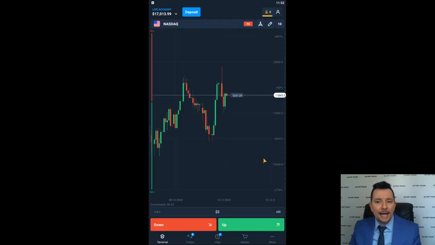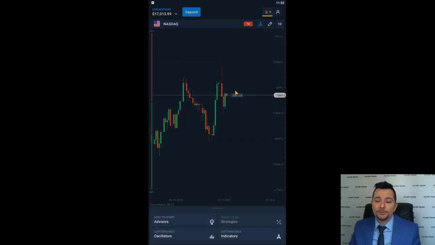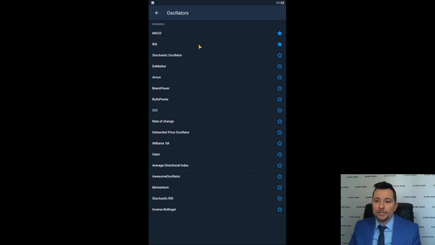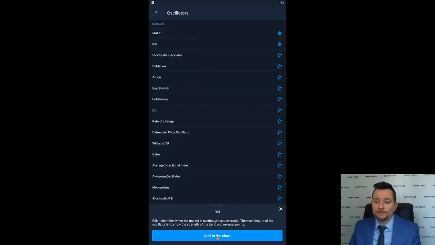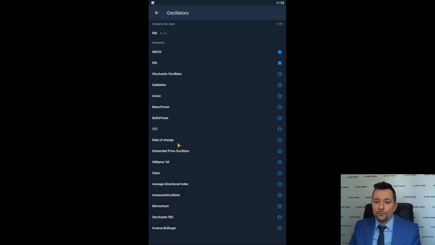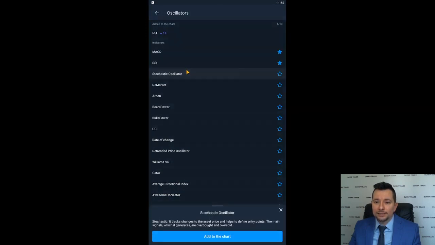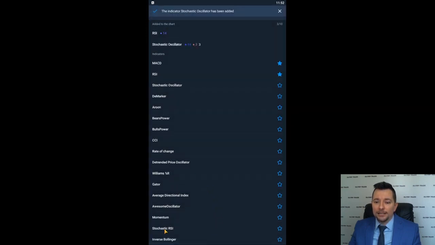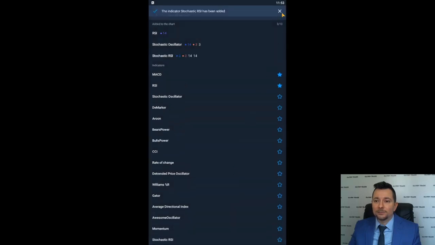So let's have a look at what the indicator looks like on our cell phone app. This is the Android version of the Olymptrade platform, and in order to put on the RSI, stochastic RSI indicator, we click up here in the indicators option. This is an oscillator, not an indicator. It is an indicator, but it's an oscillator. I also want to show you guys what the RSI looks like. Let's add that to the chart, what the stochastic oscillator looks like, and then what the stochastic RSI looks like. So we're going to have a lot of indicators on our graph.